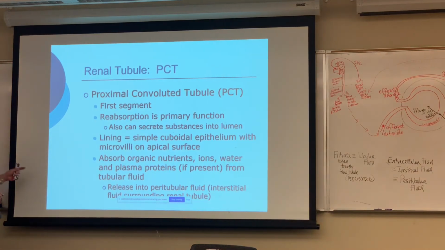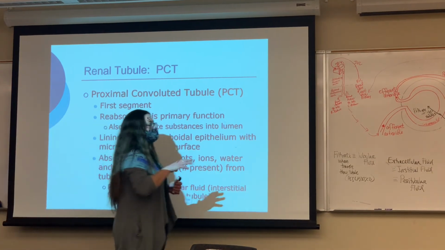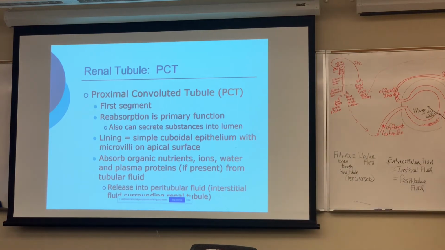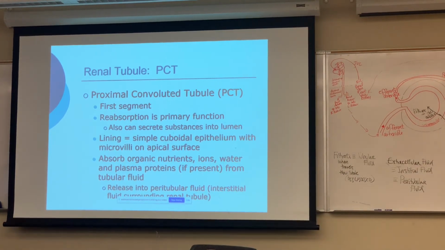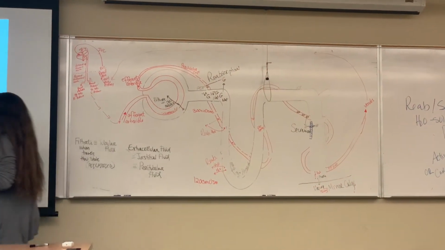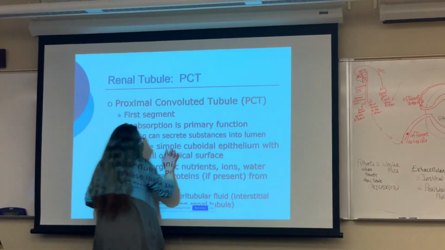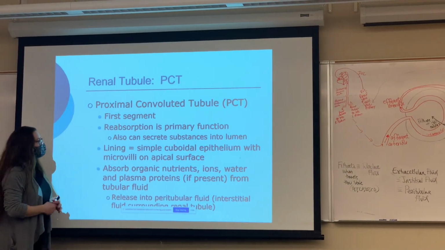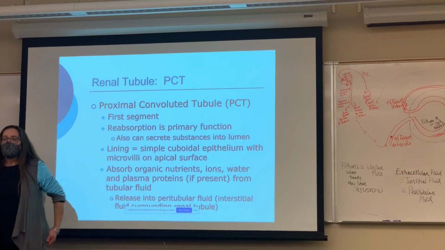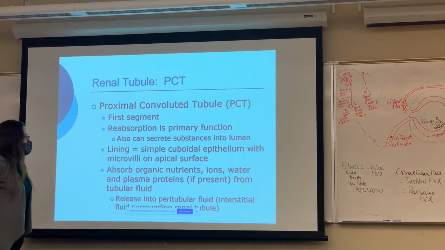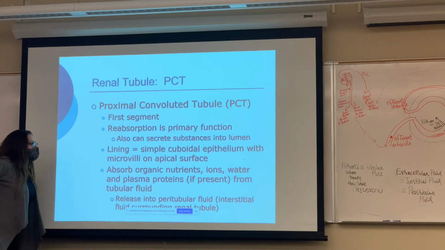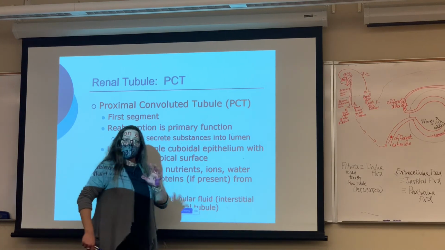So as we leave the corpuscle, we then start in on the renal tubule. The renal tubule starts at the PCT. If we look at the PCT, it is composed of simple cuboidal epithelia with microvilli on the apical surface, and that is there to increase surface area, because we have to do a lot of reabsorption.